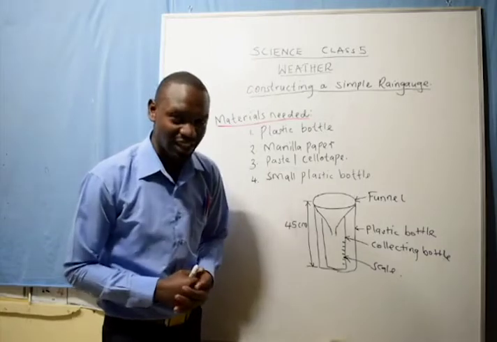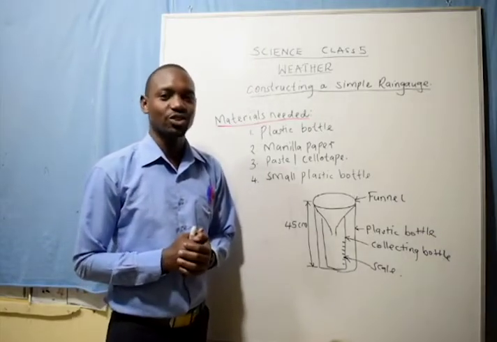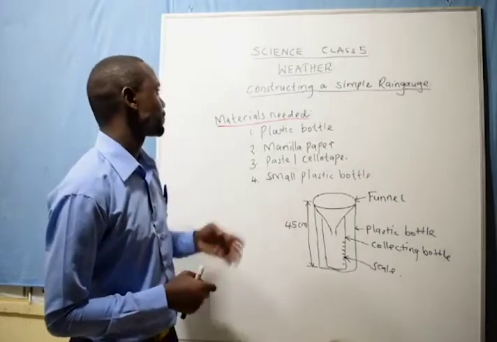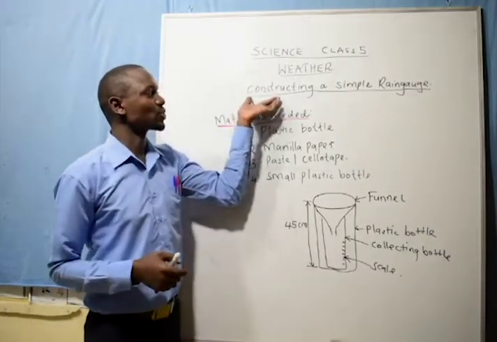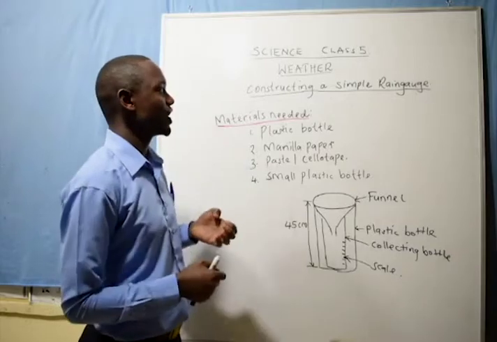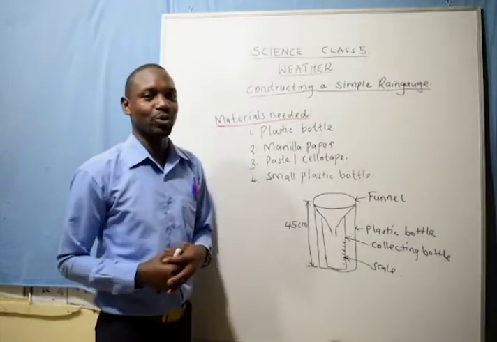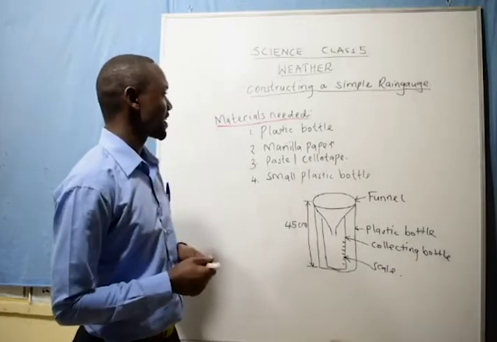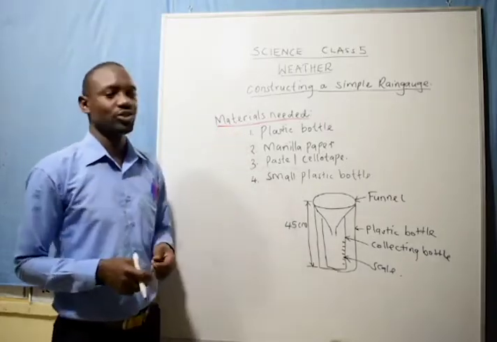And what is temperature? Temperature, we said, is the hotness or coldness of a place, which is measured in degrees Celsius. Today, I want us to construct a simple rain gauge. We can also construct a simple rain gauge using locally available materials. That's why we say the materials needed when constructing a rain gauge.